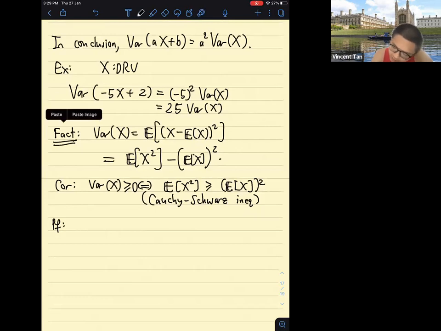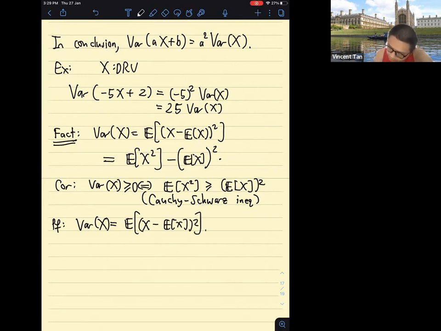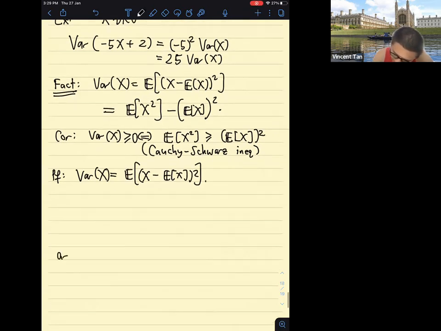So let me quickly prove this fact, okay? So the variance of x is equal to the expectation value of x minus expectation value of x, squared. So now we have the square of two things. You remember that a minus b squared equals a squared minus 2ab plus b squared. So now we can treat this as our a and treat this as our b.